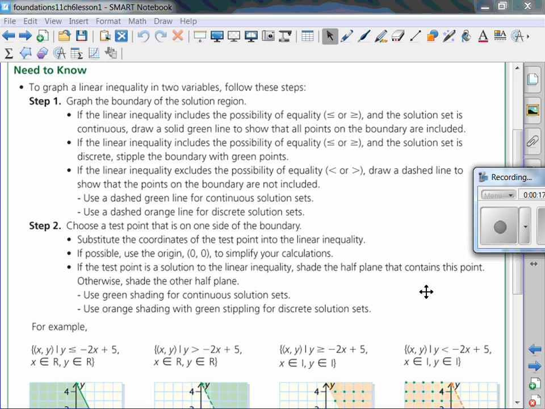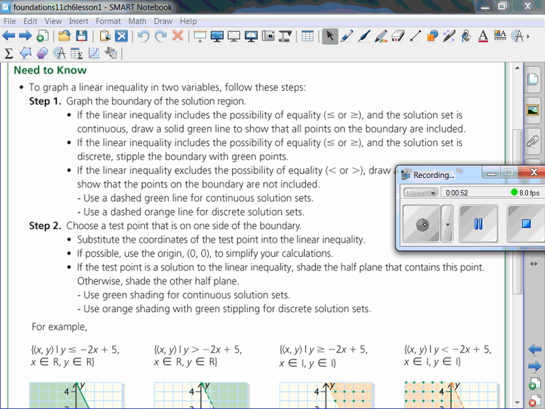If the linear inequality includes the possibility of equality and the solution set is continuous, draw a solid green line to show that all points in the boundary are included. If the linear inequality includes the possibility of equality and the solution set is discrete, stipple the boundary with green points. If the linear inequality excludes the possibility of equality, draw a dashed line to show that the points on the boundary are not included. We use the dashed green line for continuous solution sets. We use a dashed orange line for discrete solution sets.